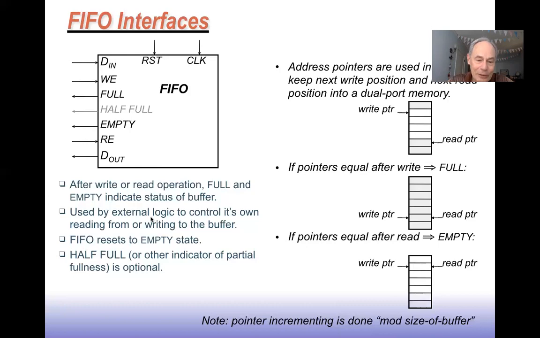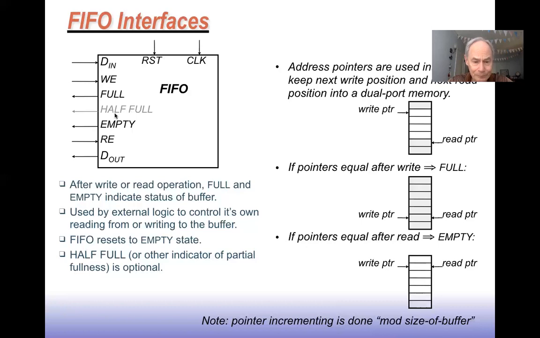These signals are used by external logic to control its own reading and writing to the buffer. So if external logic is a producer, it's producing data, and it writes, and then the full signal goes high, somehow this external logic will have to stop producing data for a while until some read happens somewhere else and there's an additional slot available to write. Okay, so these control signals synchronize the operation of the reader and the writer.